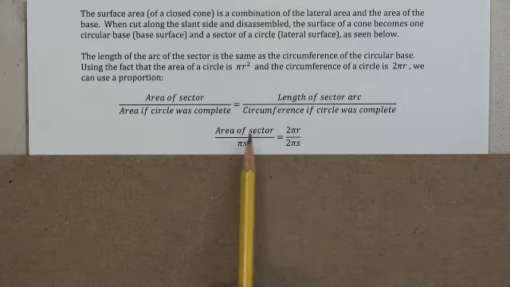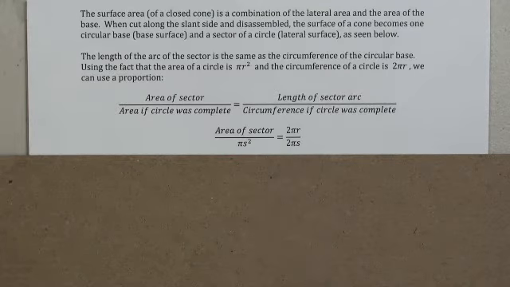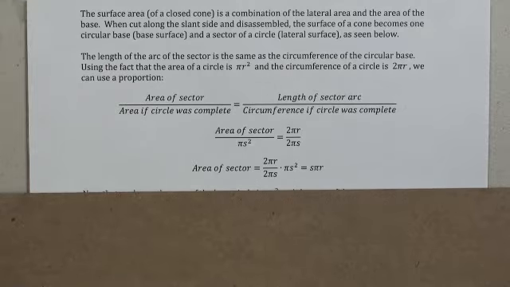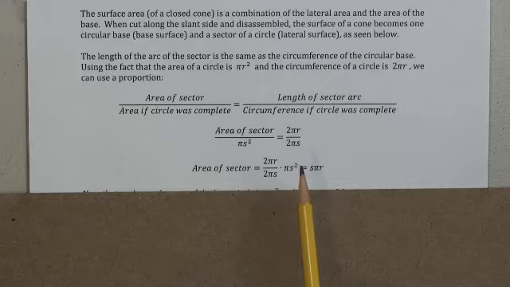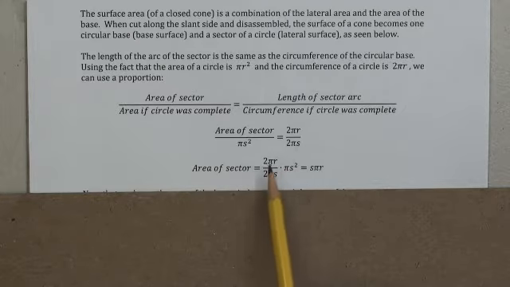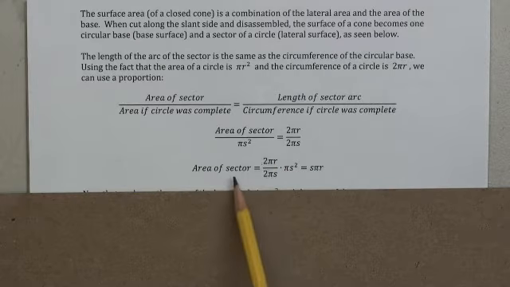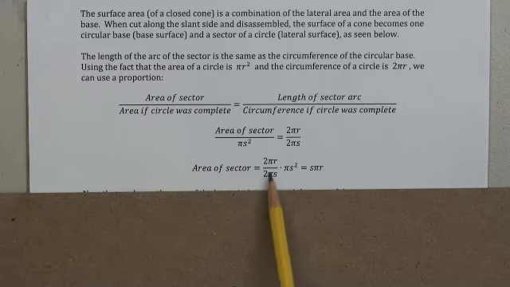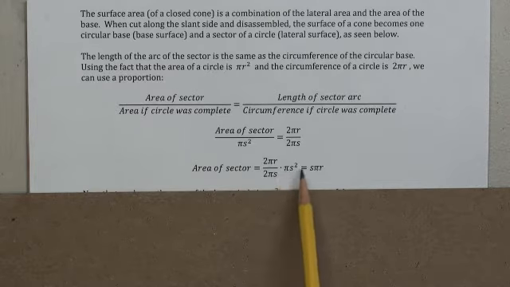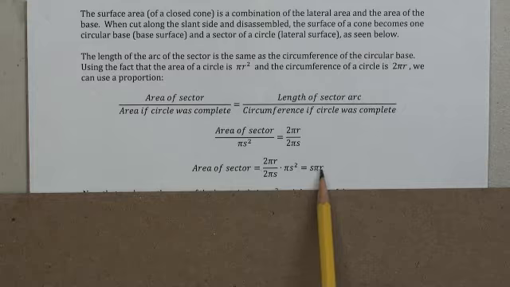So when we simplify, we would get area of the sector over pi s squared equals 2 pi r over 2 pi s. When we cross multiply and then divide by 2 pi s, right, we would get the area of the sector equals 2 pi r over 2 pi s times pi s squared, which equals s pi r. Okay?